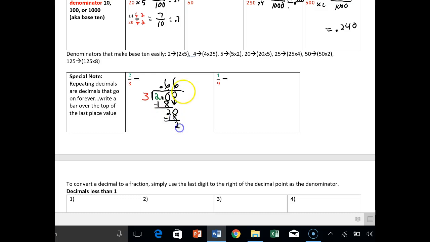I'm left with 2 left over, get another 0, bring it all the way down. 3 goes into 20, 6 times, that's 18, and this is just going to keep on repeating. I'm just going to keep on getting 6. So my answer here as a decimal is 0.666, and over the last one, I say repeated. That bar over the last digit means it's repeated.